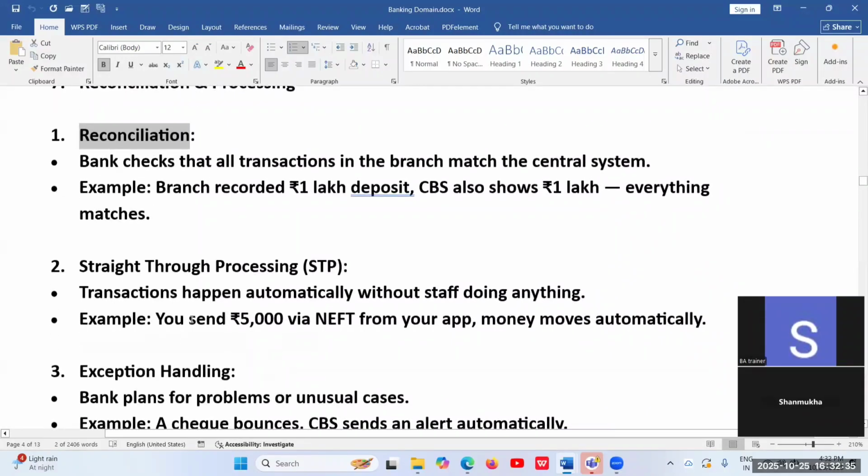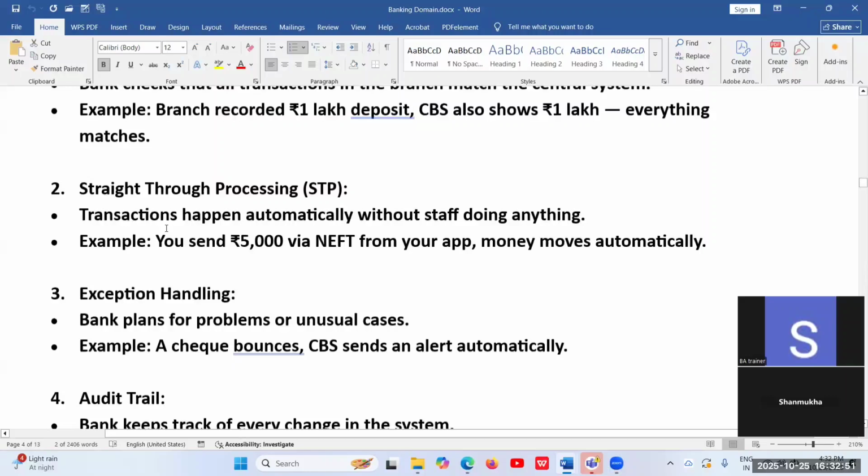Reconciliation, I already told you, is nothing but cross verifying. Cross verifying the customer details versus what exactly the system is displaying in our bank core. So the bank teller will be verifying. That is called verification. That process is called reconciliation. Then we have straight through processing.